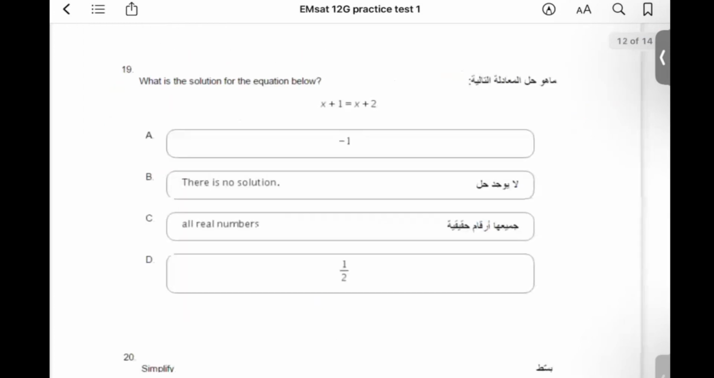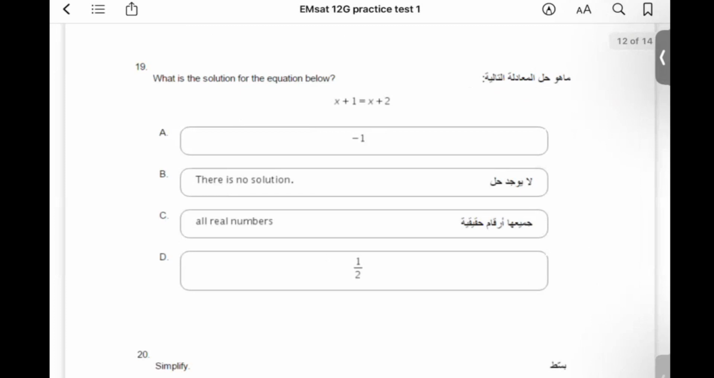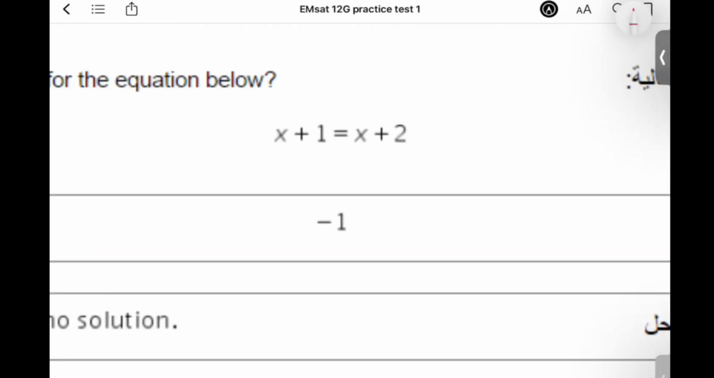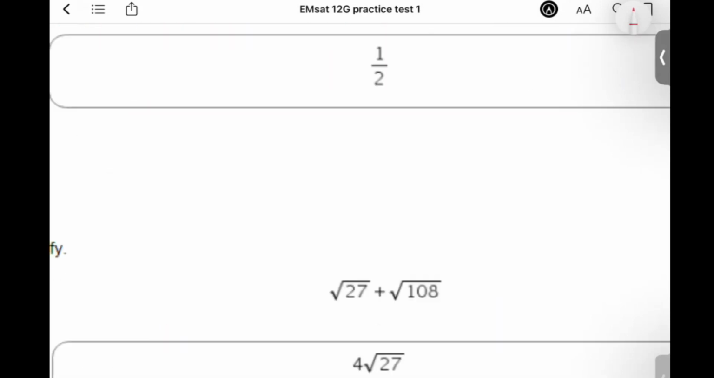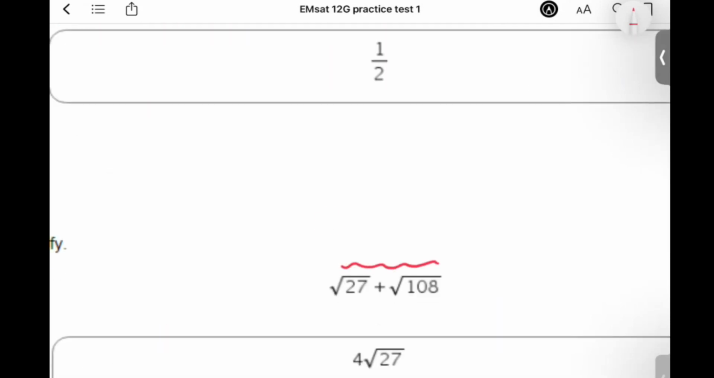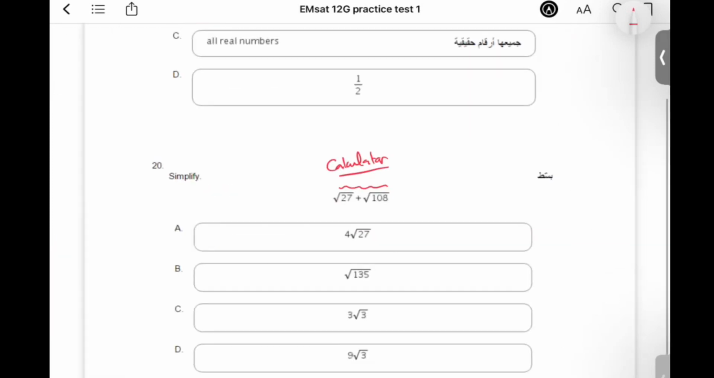We go, what is the solution of the following equation? In math we have a rule. If you have something at both sides, cancel it. Now you reach, is 1 equal to never? Thus this will never happen. There is no solution. Okay, now let me show you how you simplify. Again, you can use the calculator. The calculator will simplify it for you. If you do it with the calculator, the answer should be D.